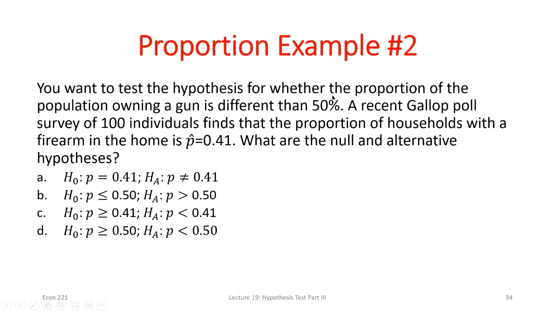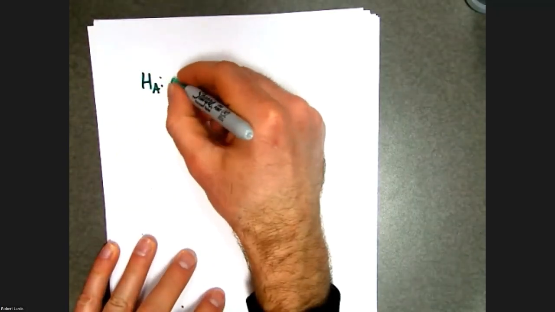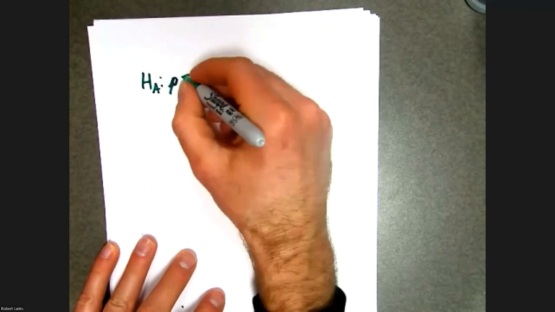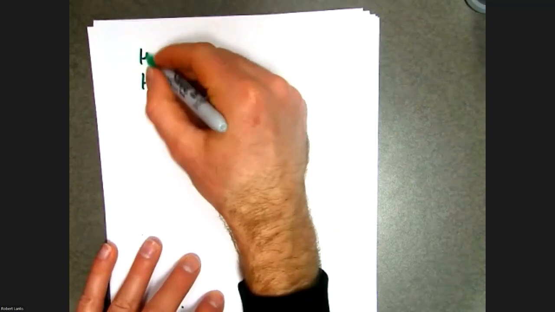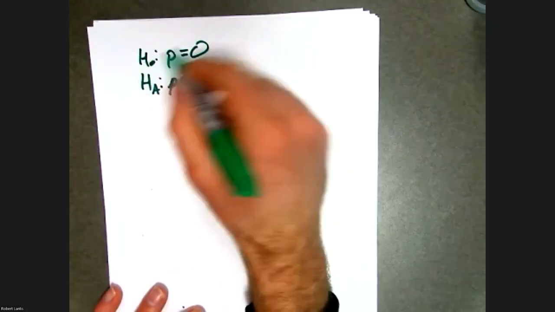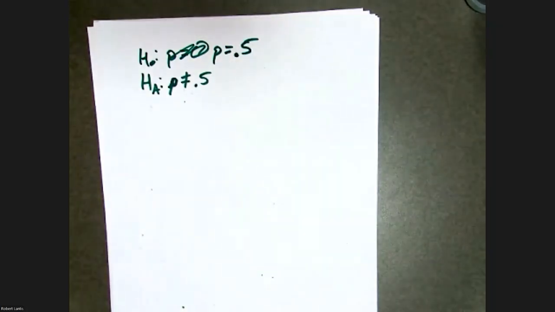So I've got whether or not the proportion is different than 50%. That's what I want to test for, so that's going to be my alternative hypothesis. I want to know, is this proportion not equal to 50%, or not equal to 0.5? I assume the exact opposite is true, which is that it's exactly equal to 0.5. We're assuming that the proportion of people who own a gun in the U.S. is 0.5. So I've got this two-tailed test.